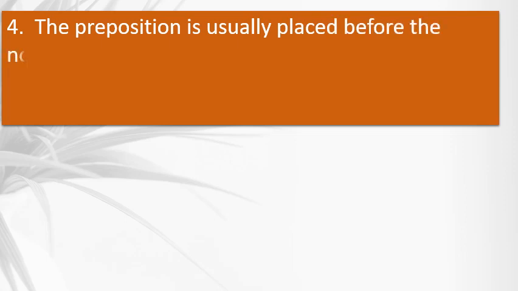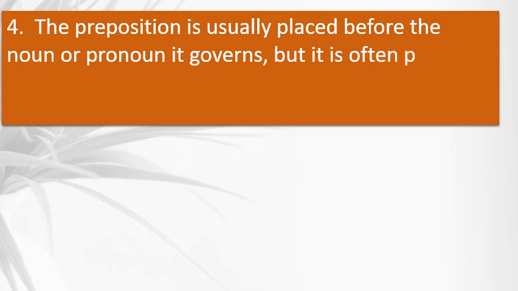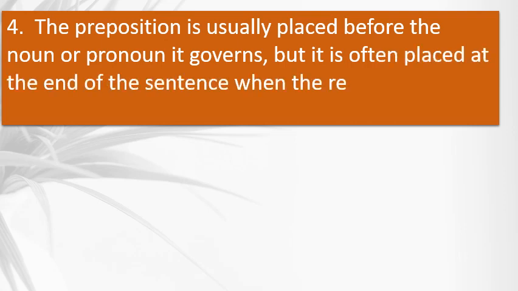So now let us see rule number 4. The preposition is usually placed before the noun or pronoun it governs. Governs means modifies. But it is often placed at the end of the sentence when the relative pronoun is omitted.